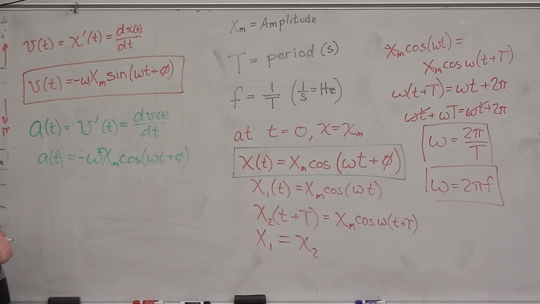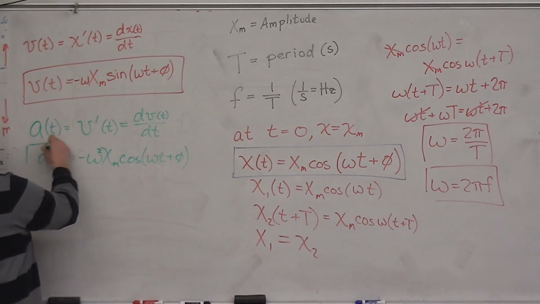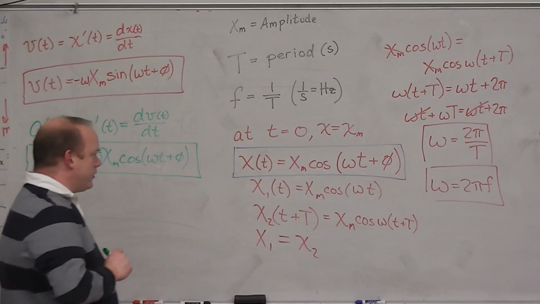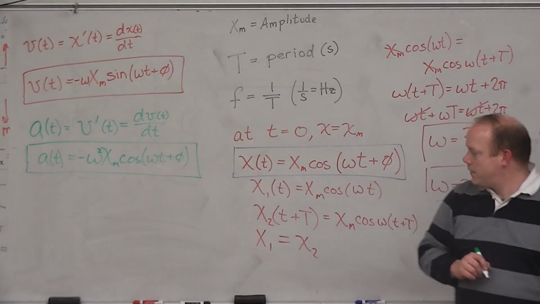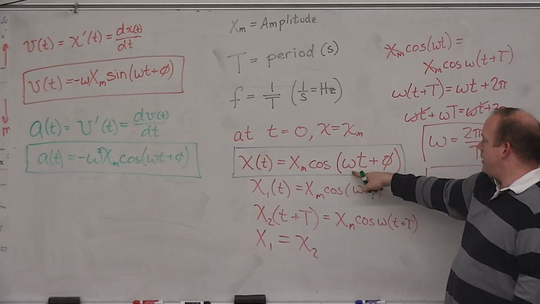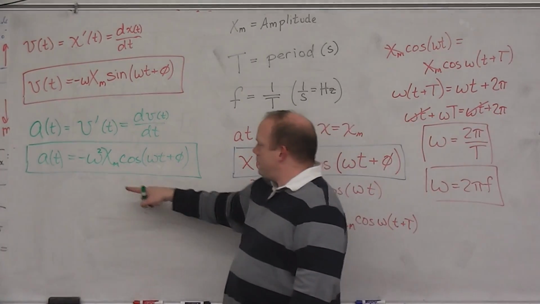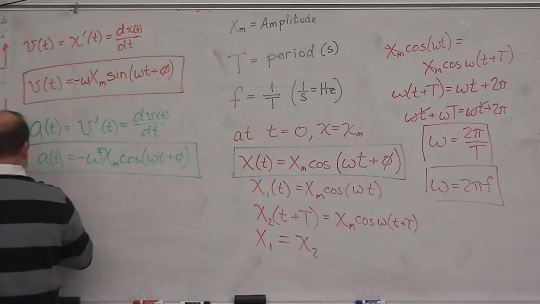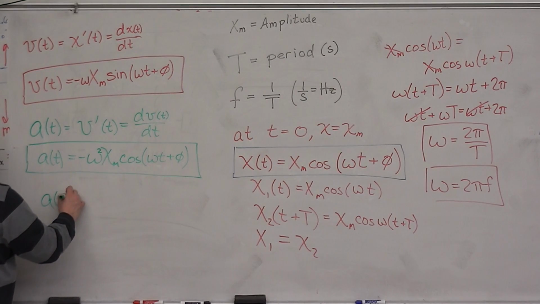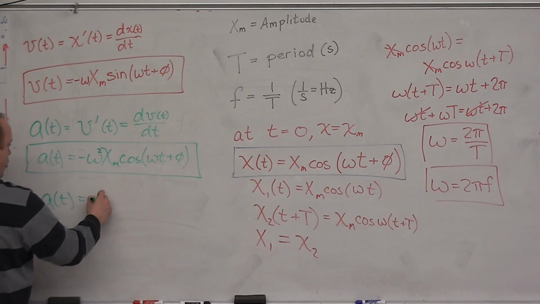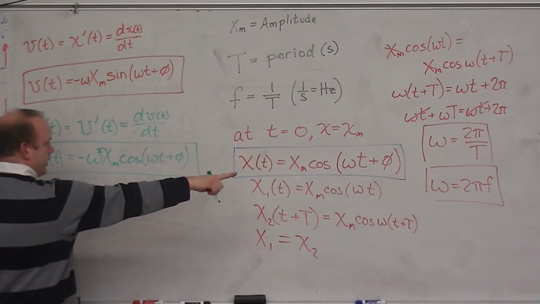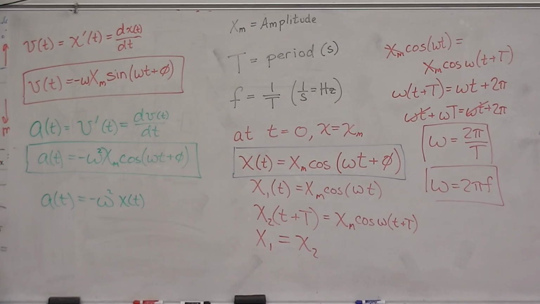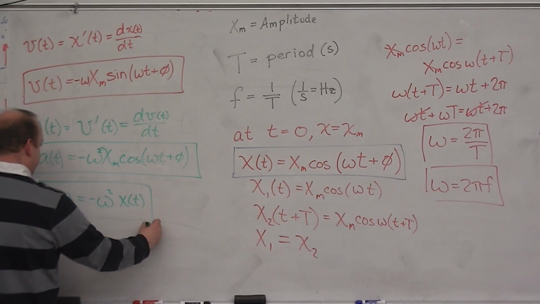One thing to point out that can be helpful, especially when you're talking about multiple choice. This is x_m cosine omega t plus phi. This is negative omega squared x_m cosine omega t plus phi. So a of t is equal to negative omega squared x_m cosine omega t plus phi, and this is just x of t. Okay. This can be helpful and save you some time.